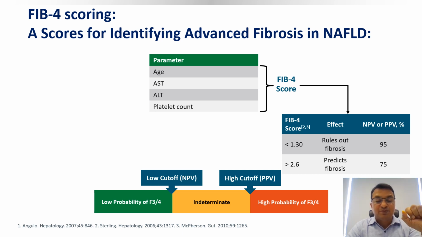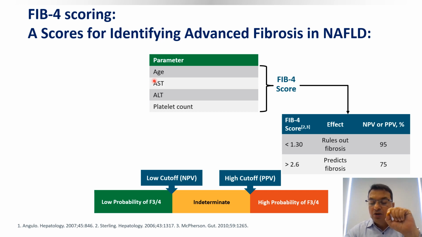One is presented here in this slide, called FIB4 scoring. Now, what do we require to do FIB4 scoring? We require 4 parameters: age, AST, ALT, and platelet count. We routinely do a complete blood count and a liver function test in almost each and every patient who visits our clinic. So you will have very easy access to these 4 parameters.